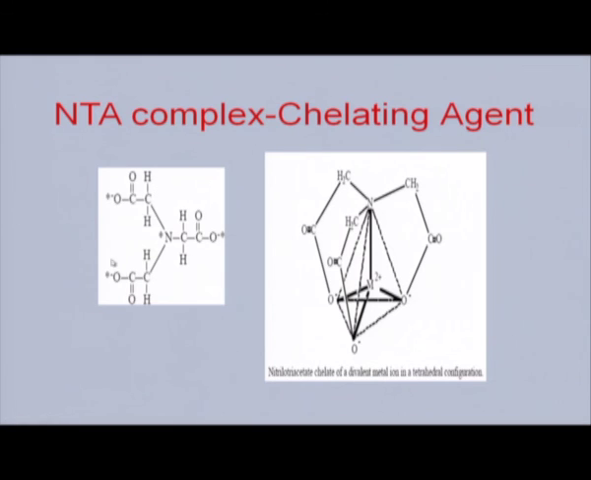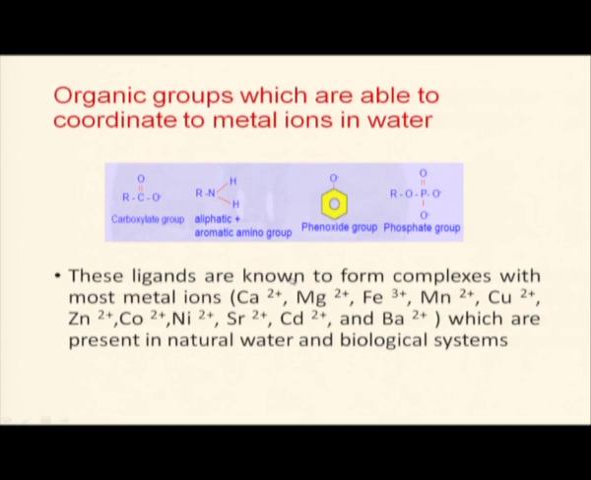This is the structure of nitrilotriacetic acid, and how the metal ion forms a chelate with the multifunctional groups of this chelating agent. Both oxygen and nitrogen are involved in the complex formation. Certain organic groups derived from natural sources, such as carboxylic acid, aliphatic or aromatic amino groups, phenolic OH groups, and phosphate groups, also form complexes, and some of the metal ions, naturally occurring and artificially introduced, will all form complexes, both in natural water as well as in biological systems.